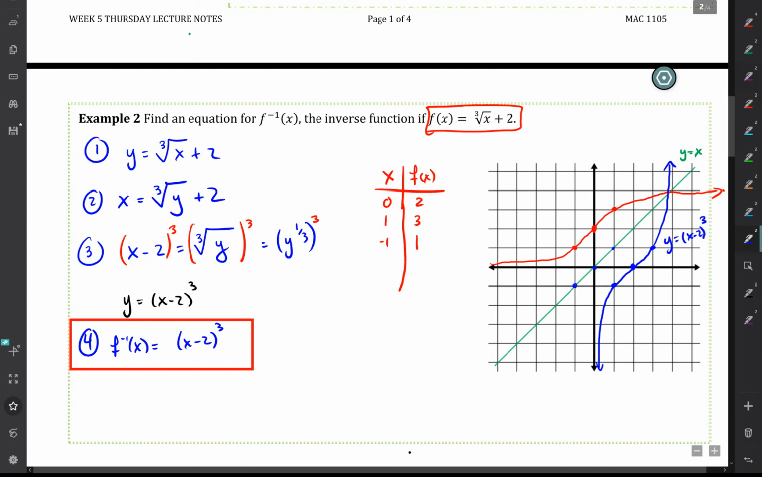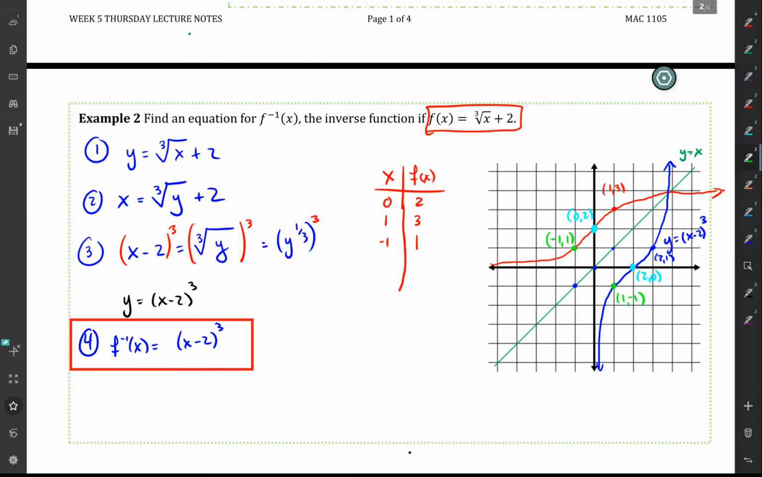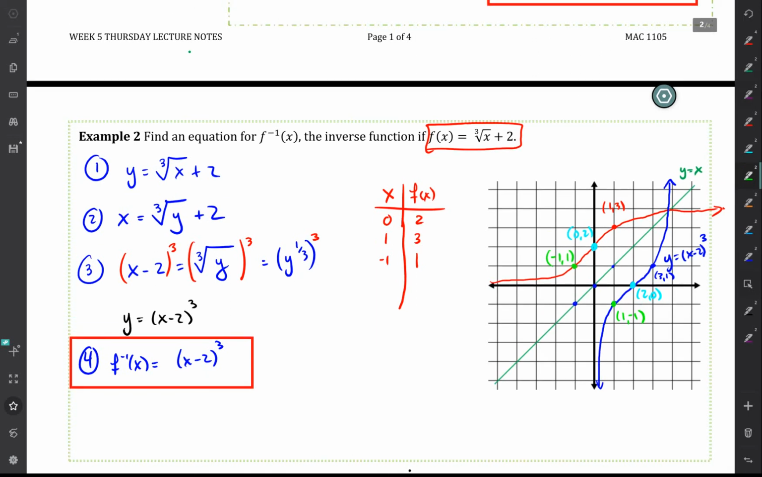And you notice that here the point 1, 3 is the mirror image of the point 3, 1, and the point 0, 2 is the mirror image of 2, 0 on the blue curve, and the point negative 1, 1 is the mirror image of 1, negative 1 on the blue curve. So you can see that these are mirror images across that line y equals x. So that's one way of checking our work, is just to graph the two and make sure that they are mirror images.